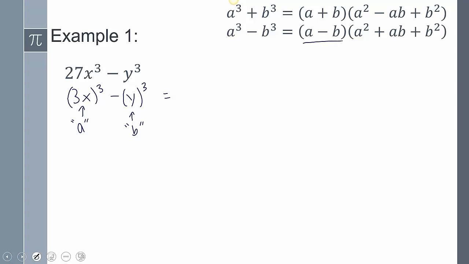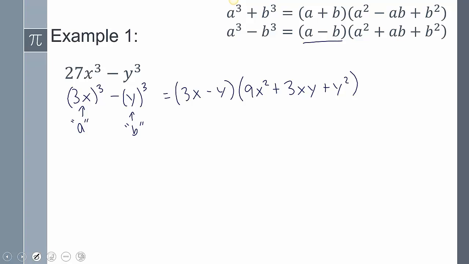So the first, it says a minus b, so now I'm going to get 3x minus y. And then it says a squared, so I'm going to do 3x squared, so that's 9x squared, plus ab, so plus 3xy, and then plus b squared, so I'm going to get plus y squared. So just taking that information, finding my a and b, plug it into the definition.